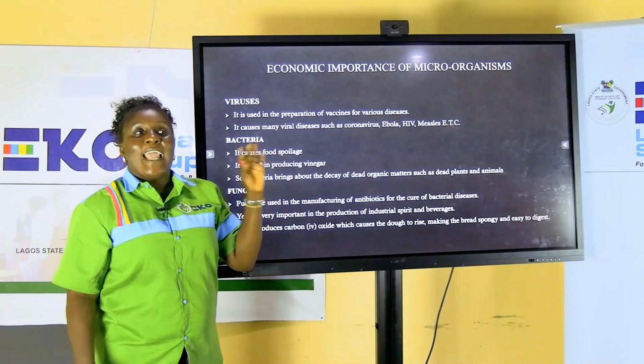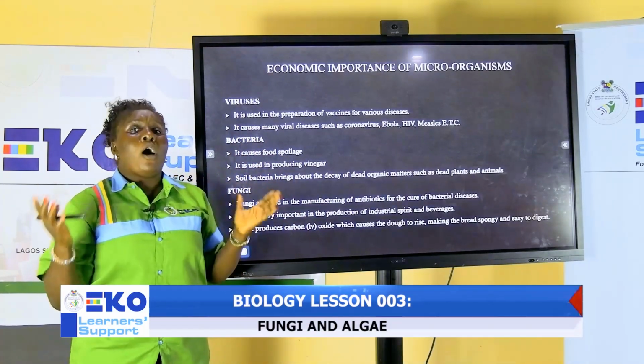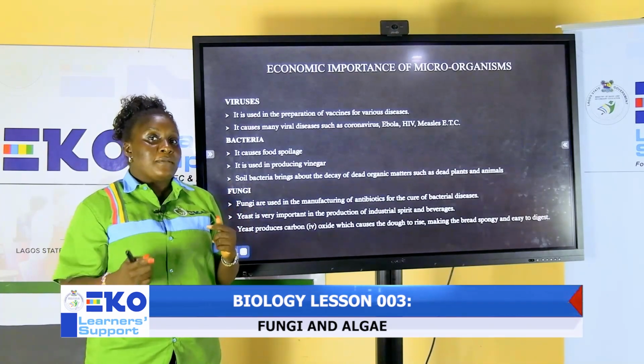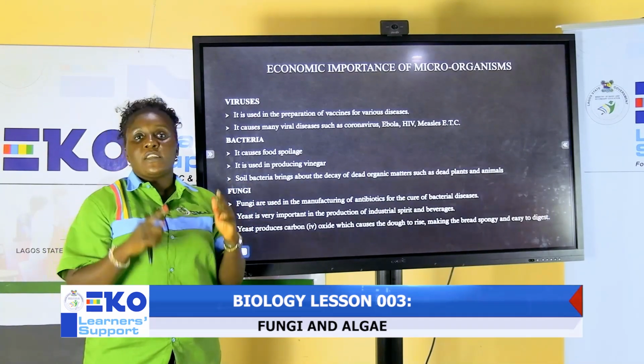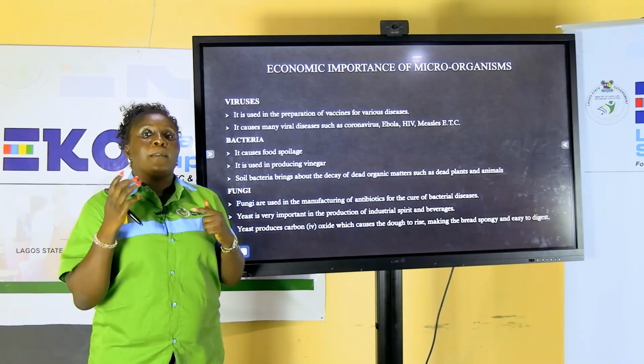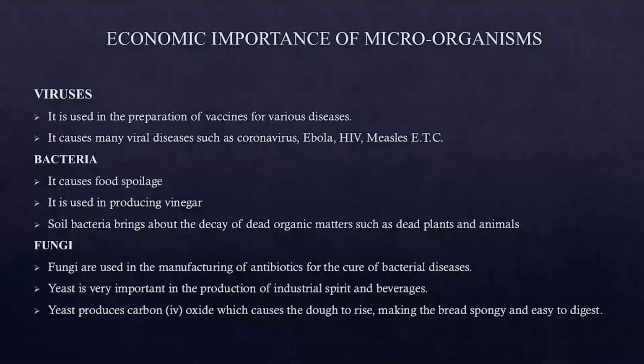Now we want to look at the economic importance of all these microorganisms. Don't forget that microorganisms are grouped into 5, which are viruses, bacteria, fungi, algae, and protozoa. Now we are starting with viruses. It is used in the preparation of vaccine for various diseases. It causes many viral diseases.